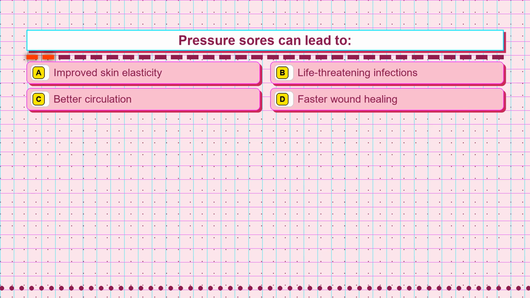Question 63. Pressure sores can lead to: Option A, improved skin elasticity. Option B, life-threatening infections. Option C, better circulation. Option D, faster wound healing.